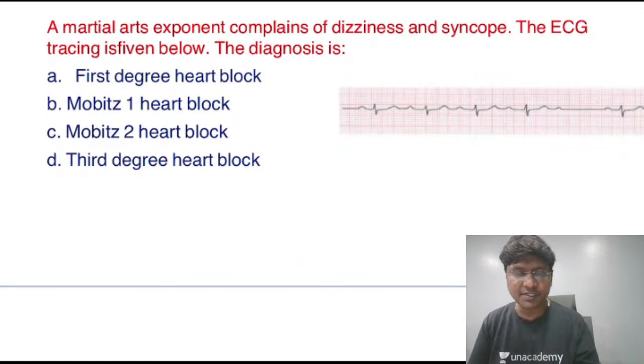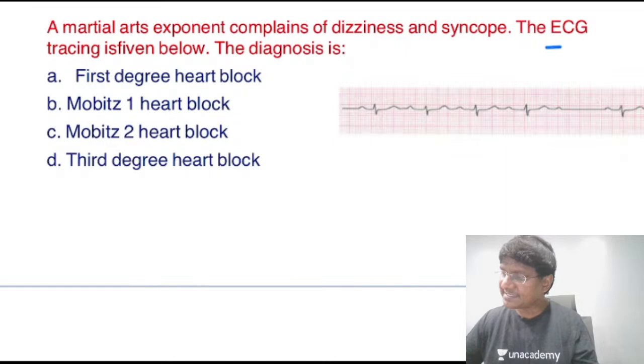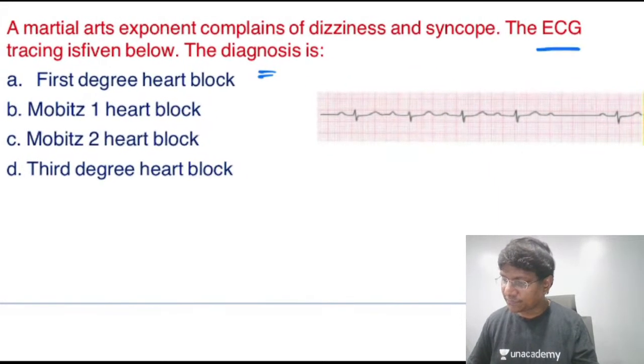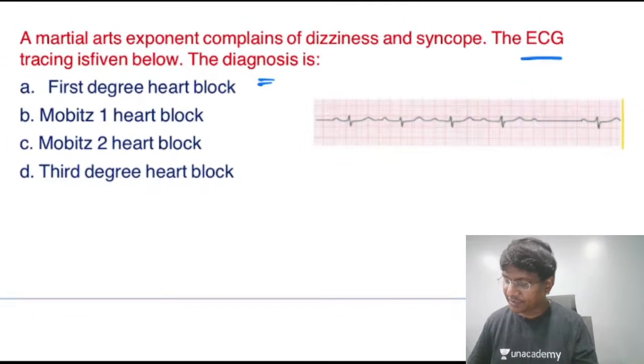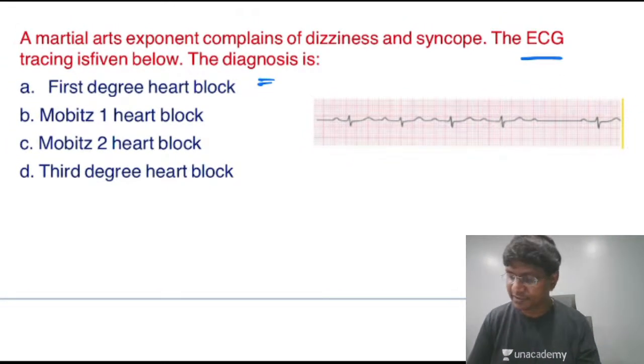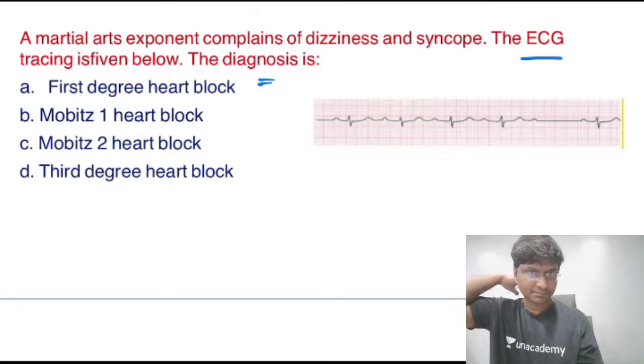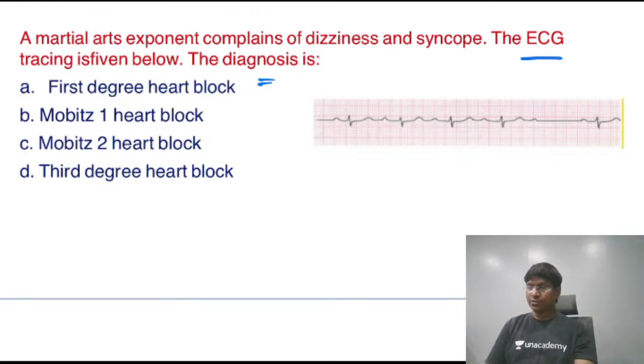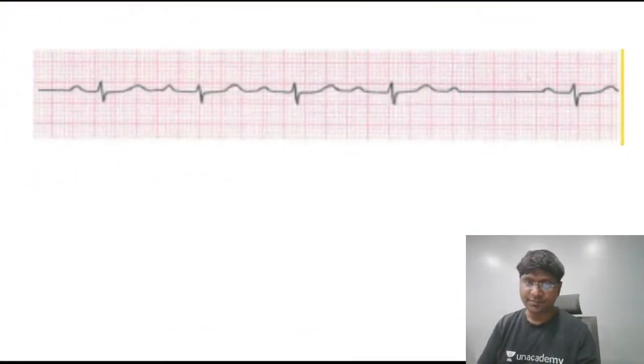Right, a martial arts exponent complains of dizziness and syncopal attack. The ECG has been done in this martial art exponent, and the ECG tracing has been given below. What is the diagnosis suggestive of? Mobitz, first degree heart block, Mobitz type 1, Mobitz type 2, and third degree heart block. No, it is not. I'll just zoom this ECG. Yeah, now you answer.